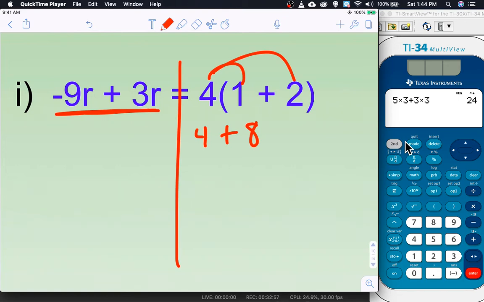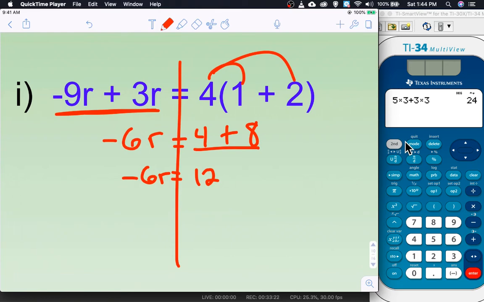So let's see. -9 plus 3. I'm ignoring the r's. I'm doing the math for the numbers. -9 plus 3 is -6r. If we keep solving, -6r equals 12. I simplified 4 plus 8. 4 plus 8 is 12.